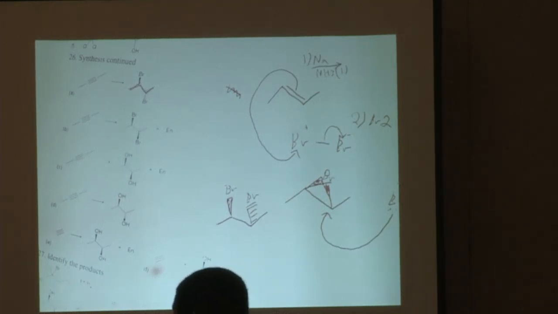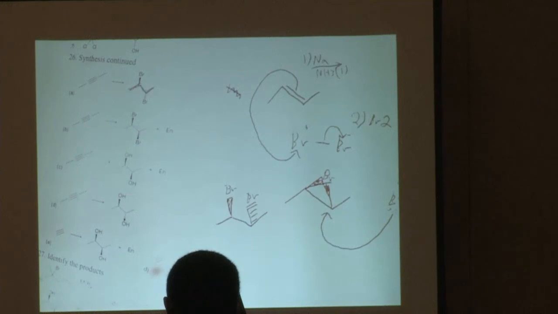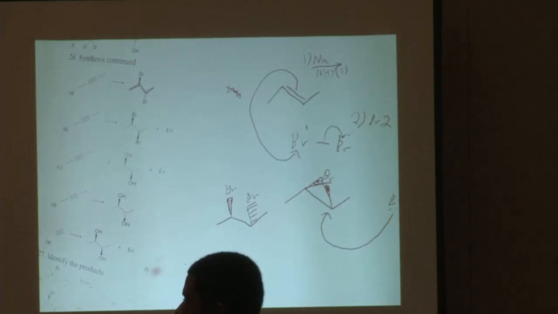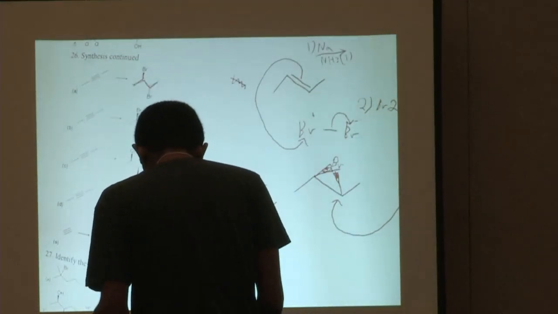The first step, do we just use liquid ammonia? Or do we still need hydrogen? Na, NH3, like liquid ammonia, will turn an alkyne into a trans alkene. What do you mean by hydrogen? Do you mean the H2 Lindlar's catalyst? Yeah. No, it's just liquid ammonia. I can show you a handout real quick that shows it. Oh, okay.